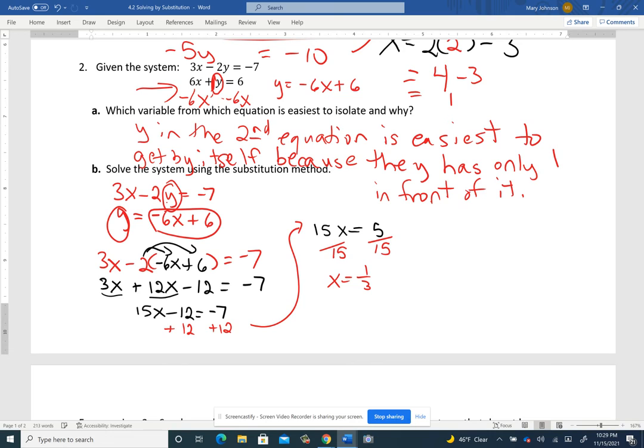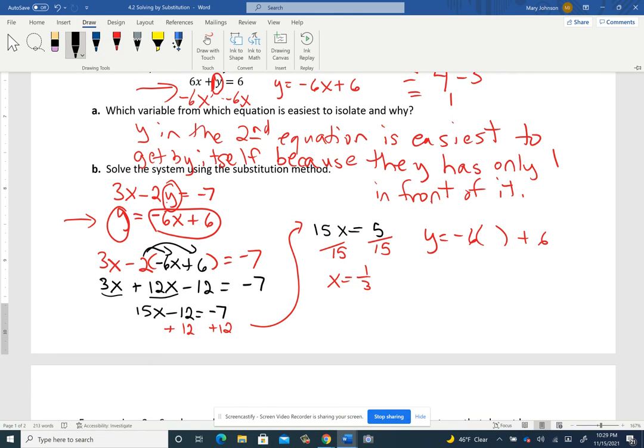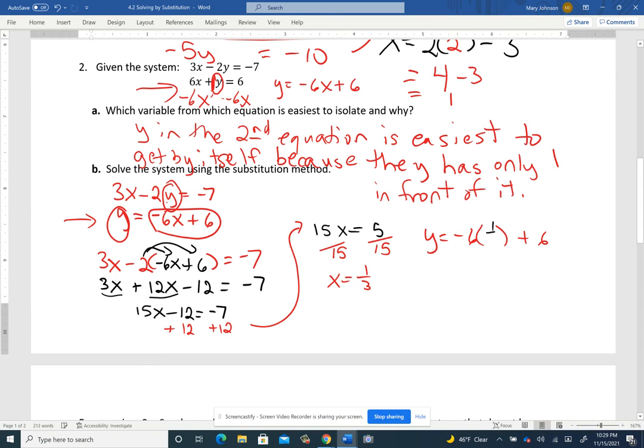All right, so now what we do is we take that x equals 1/3. We can plug it into any equation that has an x and a y in it. But the best one to plug it into is the one that you had transformed so the variable was on a side by itself. So right there where the x is, I'm going to be plugging in 1/3. Okay, so that's going to be negative 2 plus 6. So y should be 4. Okay, so I think the answer is (1/3, 4).